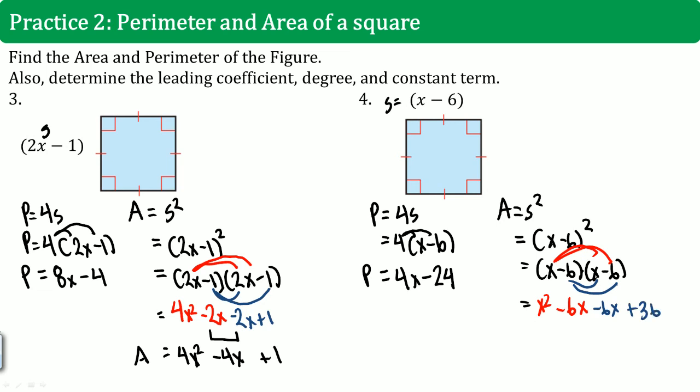There are some like terms you can combine. Negative 6x plus negative 6x gets you negative 12x. Bring everything else down. X squared minus 12x. Bring down the plus 36. So this is how you find the area and perimeter of a square.